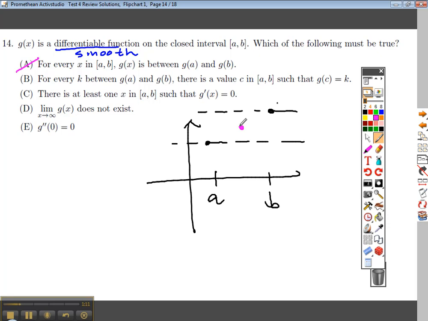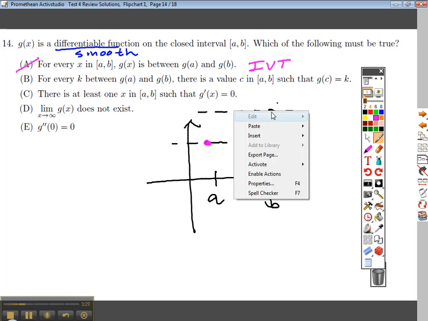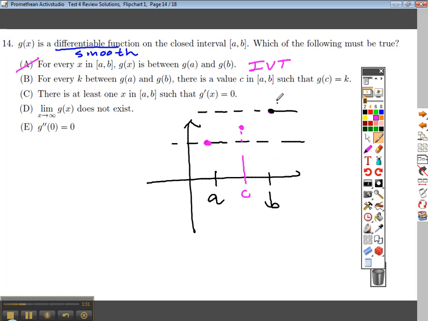What it's saying is there has to be some point c that's in between a and b such that g of c is equal to k. So k being anywhere in between here. And that does have to be true. This is the intermediate value theorem, which is saying to get from this height to this height, you have to cross every height in between. So B is your correct answer.